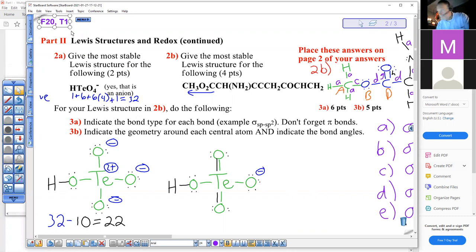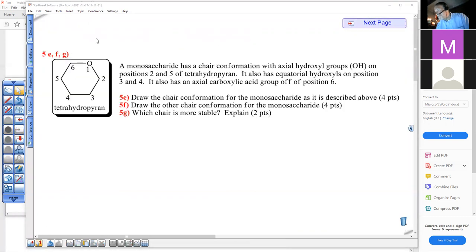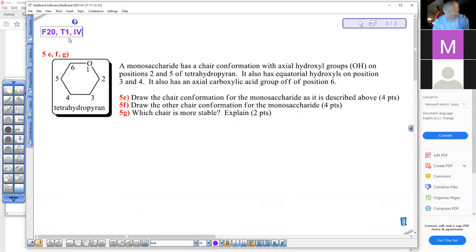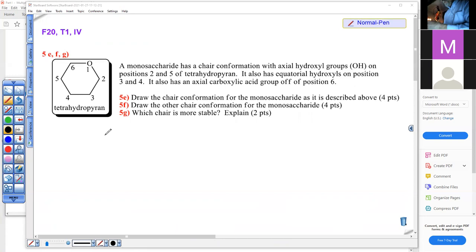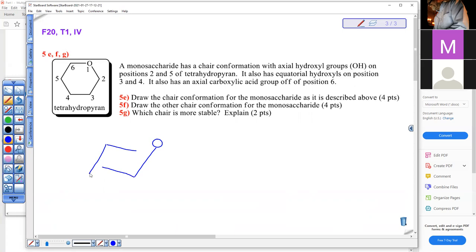There we go. Fall 20, test one, part four. All right. Monosaccharide is a chair conformation with axial hydroxyl groups on positions 2 and 5. So basically, we just want to start by making that into a chair. If we want to make atom number one the top right corner, just remember there's an O in that corner. And then you do all your chair things. From the inside positions, more than halfway in, parallel lines, not a bad chair for late in the night.